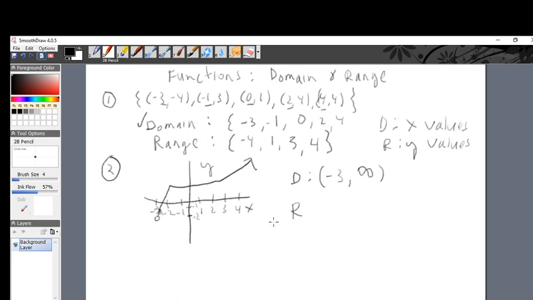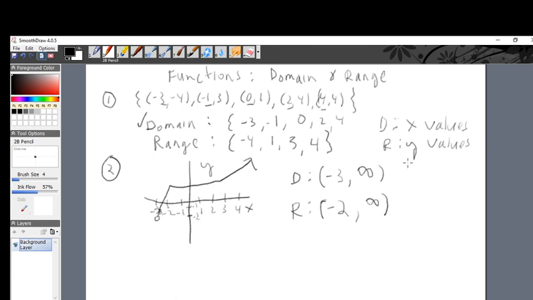What about the range? Range is up and down, the y values. Well, where does it start? It starts at -2 is where the y values start, but not including -2, so there's a parenthesis. And where does that go? That goes all the way to infinity as well. It keeps going up and up. So that describes the domain and the range of this particular problem.